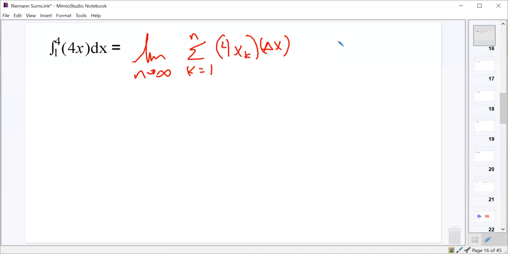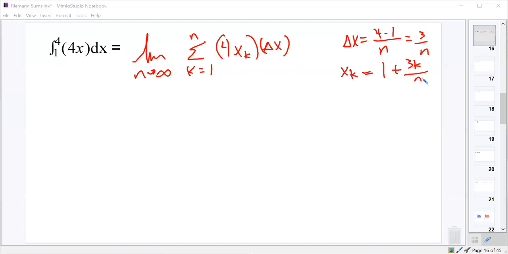And what's delta x going to be? Should be b minus a over n, or 3 over n. And what is our x sub k value going to be? It ought to be 1 plus 3k over n.